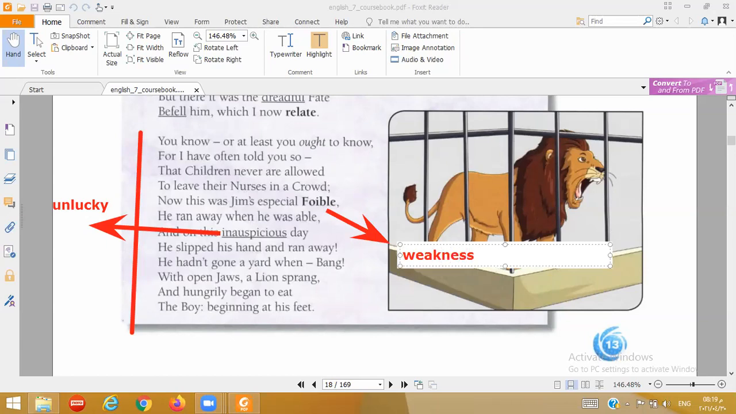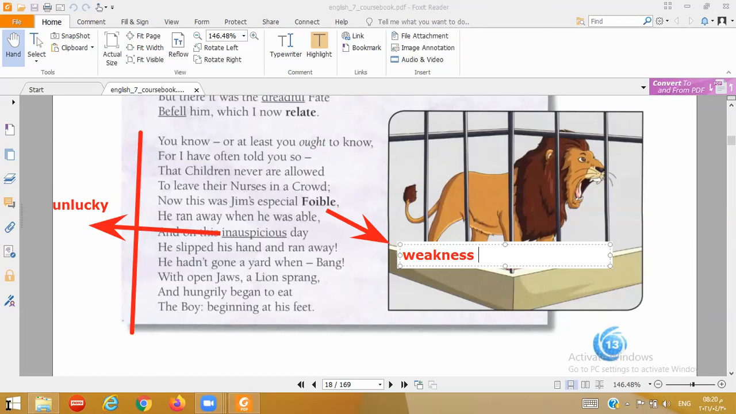You know, or at least you ought to know, for I have often told you so, that children never are allowed to leave their nurses in a crowd. Now this was Jim's special foible. He ran away when he was able. And on this auspicious day, he slipped his hand and ran away. He hadn't gone a yard when bang, with open jaws, a lion sprang and hungrily began to eat the boy, beginning at his feet.